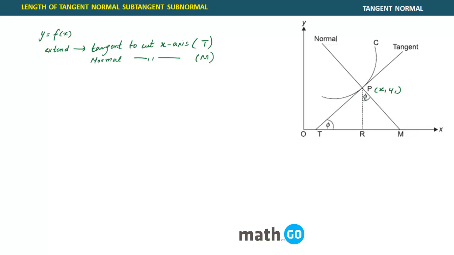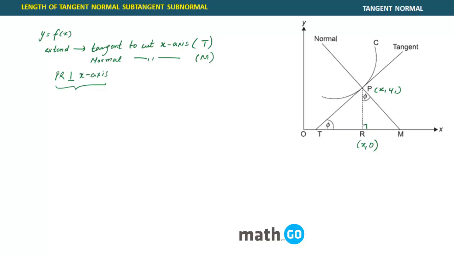Now if this is the p point, PR is perpendicular to the x-axis. That is another construction that we have done. PR is perpendicular to your x-axis, so this is the perpendicular. So what can you say about the R point? Can I say that R is x1 comma 0? Very simply, because it is perpendicular.